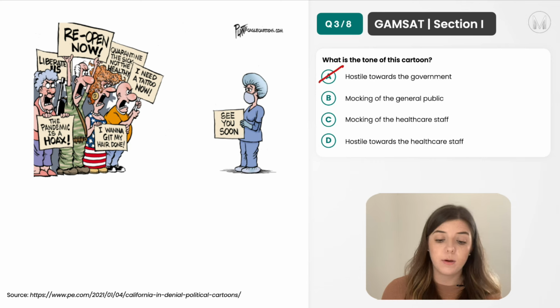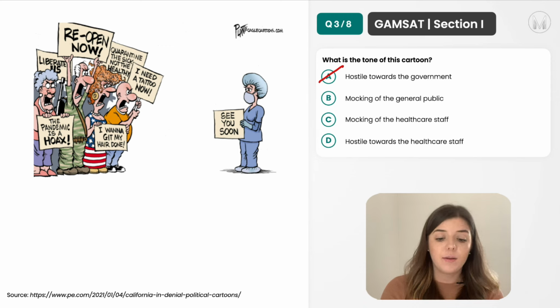Option B, mocking of the general public. Again, when we take into account the healthcare worker on the right, as well as the crowd on the left, we can definitely see that there is a sense of mocking. By painting them out to care more about getting their hair done than potentially being admitted to hospital, he's definitely making fun of them. So we'll leave option B as a possibility.